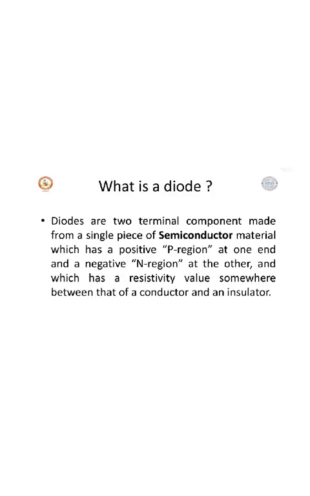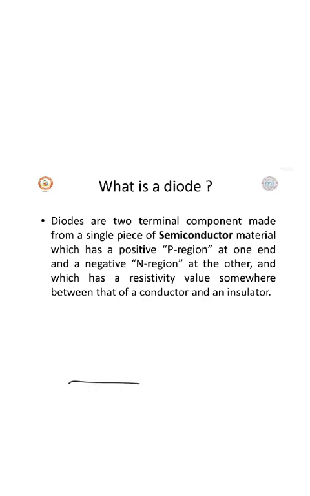material. So what do you mean by a diode? Diodes are two-terminal components made from a single piece of semiconductor material which has a positive p side at one end and a negative n side at the other end, and which has a resistivity value somewhere between a conductor and an insulator. Let me write how it actually works.